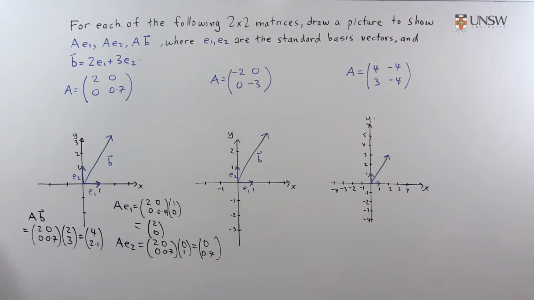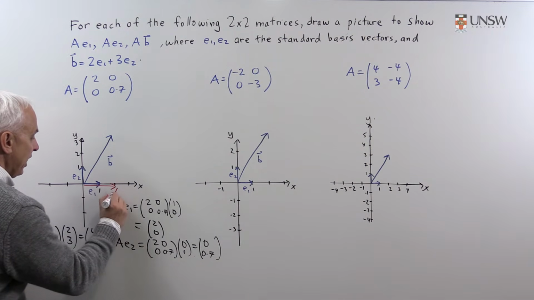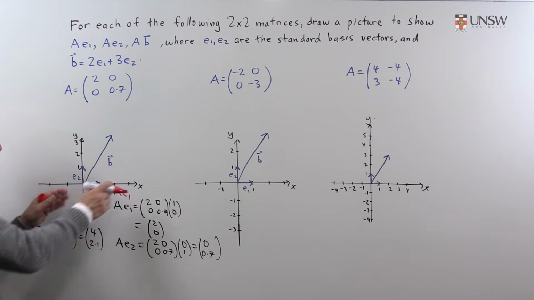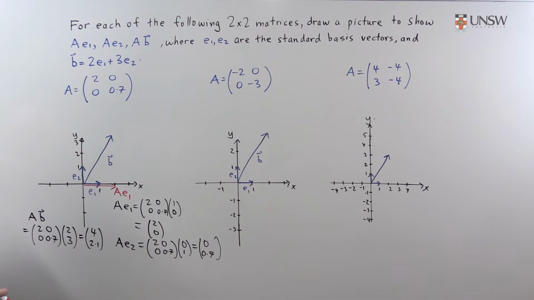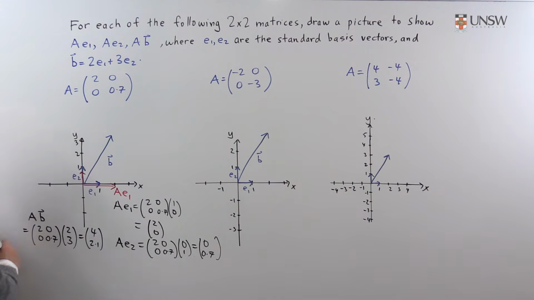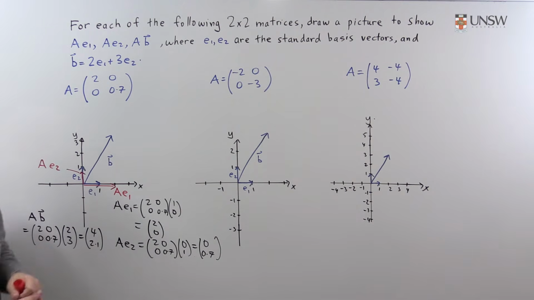So we can now visualize where all these things are. Let's draw them on the diagram. So A of E1 is 2, 0. I'll draw it in red. So there's A of E1. So this transformation has stretched things in the x direction by a factor of 2. And A of E2 is 0, 0.7. It's a vector in this direction, just a little bit up like that. So there is A of E2. We see that this linear transformation has shrunk things by a factor of 0.7 in this direction.